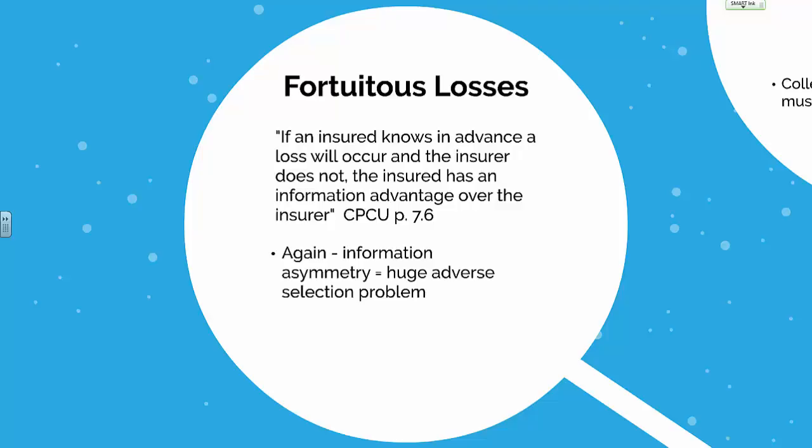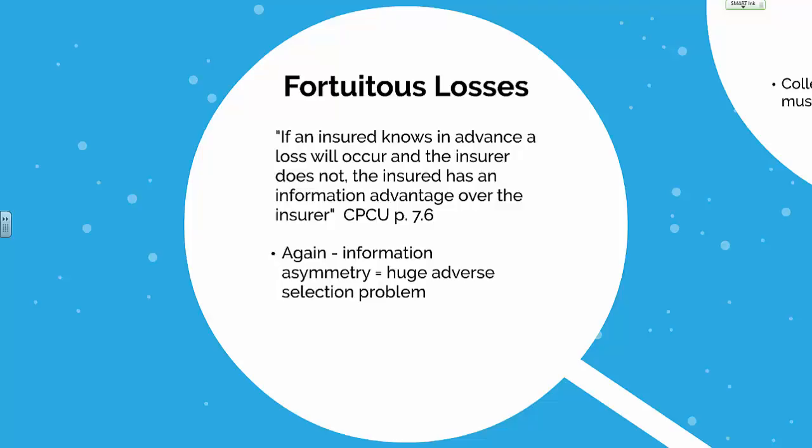Again, we have an information asymmetry problem, which is a huge adverse selection problem. Think about life insurance. This would be common if an insured could go buy a life insurance policy knowing that they're about to take their own life. This is why life insurance policies exclude payment for losses that are caused by suicide within 1 or 2 years after policy inception.